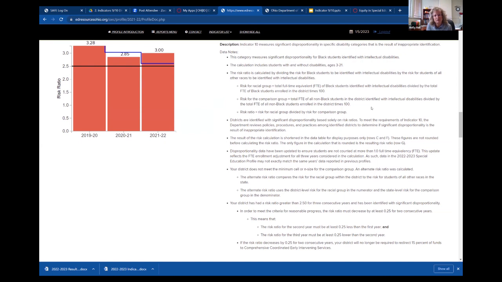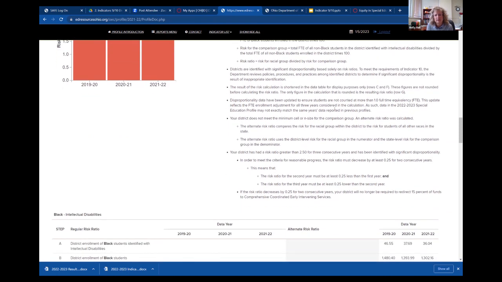And then the risk for the comparison group, again, the full-time equivalent of all non-Black students in the district identified under ID divided by the full-time equivalent of all non-Black students times 100. And then the risk ratio equals the risk for the racial group and then the risk for the comparison group. So they kind of lay that out there for you, and indicating further that those districts who have significant disproportionality is all based on the risk ratio in order to meet the requirement for this particular indicator.